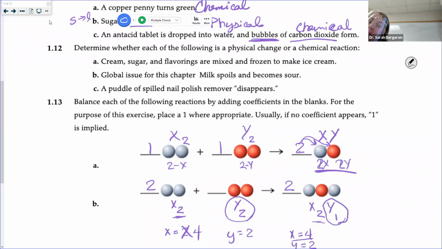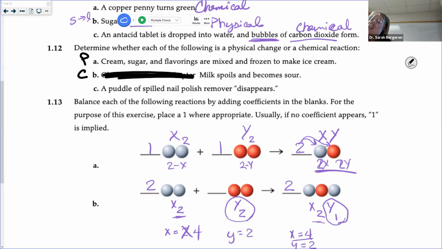All right, so look at 1.12. We need to decide if it's going to be a physical change or a chemical reaction. Cream, sugar, and flavorings are mixed and frozen to make ice cream. Physical or chemical? Physical. I'm just going to put a P for physical. No, that's an error. B, milk spoils and becomes sour.